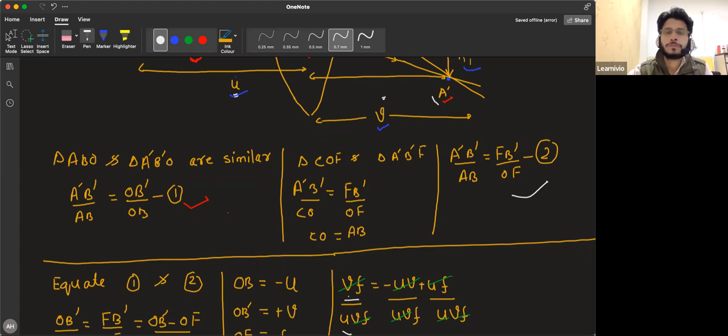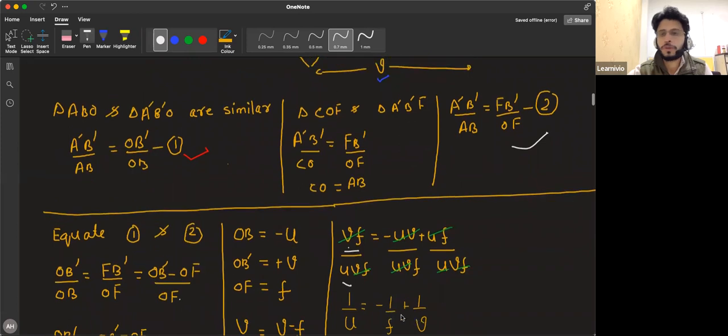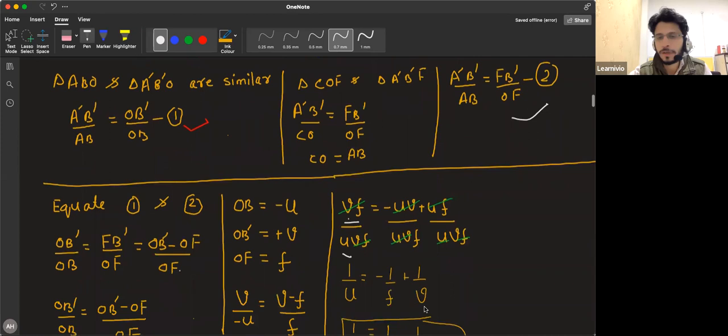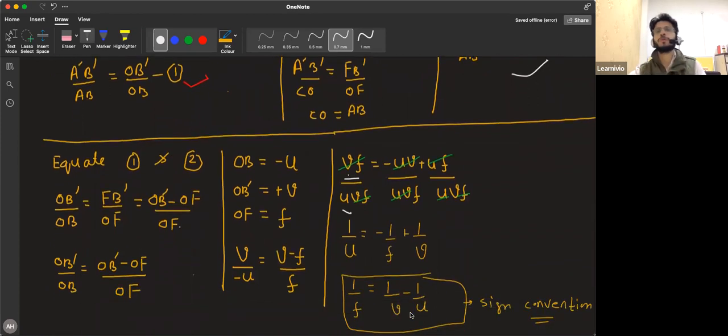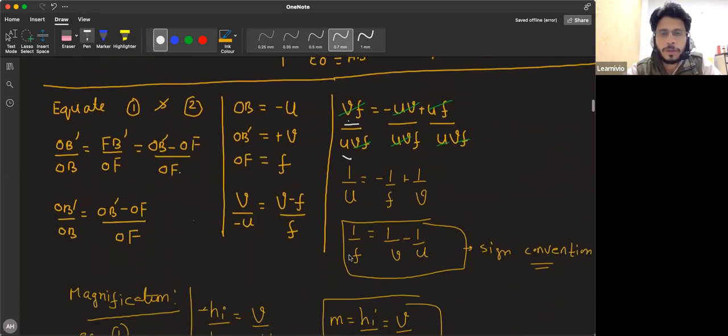1 by U equal to minus 1 by f plus 1 by v. Very good. If you take 1 by f to the left hand side and 1 by u to the right hand side, you get this equation: 1 by f is 1 by v minus 1 by u. Is it clear? Krishna, Ishma, Nazia, Sakina? Yes, sir. Okay.